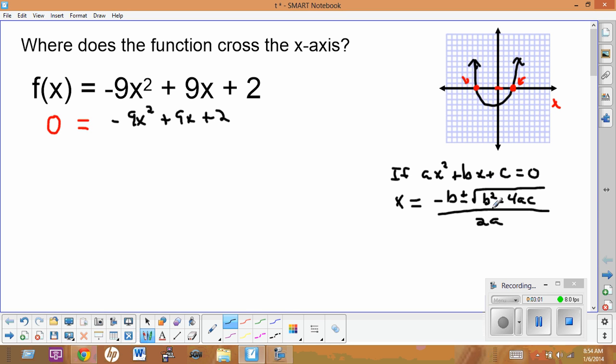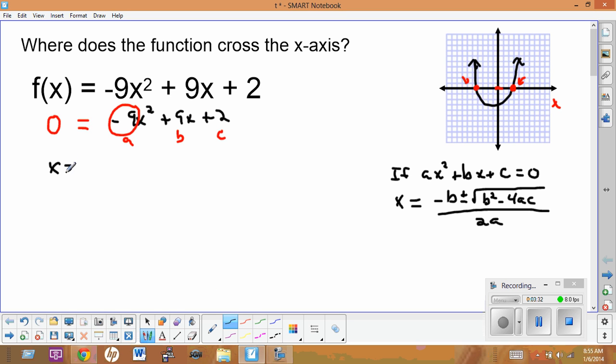Okay, so what we're going to do is simply identify a, b, and c from our equation and do a substitution and do our arithmetic. So step number 1, let's identify a, b, and c. We're in our standard form in descending order, so our first term will be a, our second will be b, and our third will be c. And remember, we take the signs with it. So if it's negative, I like to circle it. So a is negative 9, b is positive 9, and c is positive 2.